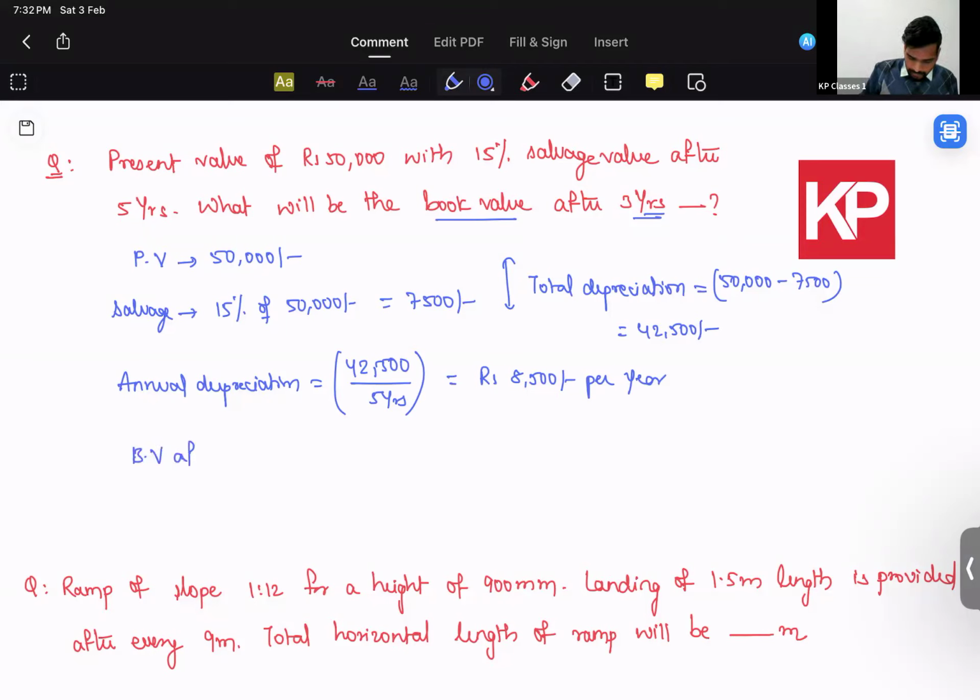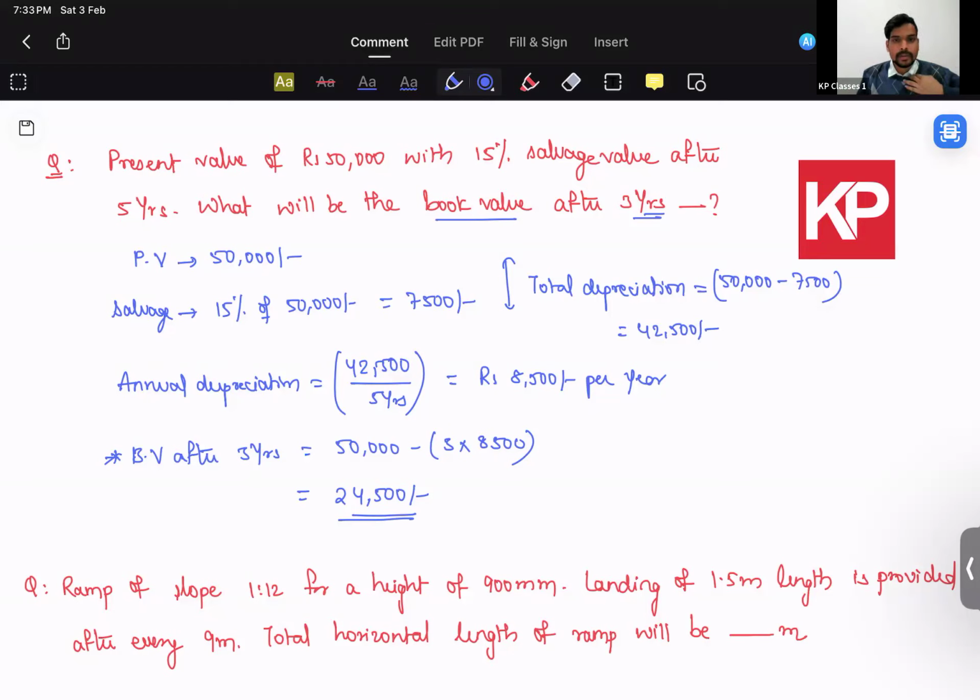So book value after 3 years will be the initial value minus the accumulated depreciation. The accumulated depreciation will be for 3 years, 8,500 each year. So 50,000 minus the depreciation of 3 into 8,500. The depreciation is coming out to be 25,500. If you subtract that from 50,000, you will get the final answer as 24,500 rupees. That's going to be your answer for the book value after 3 years. So that's a very simple, straightforward, straight line method of depreciation based question.